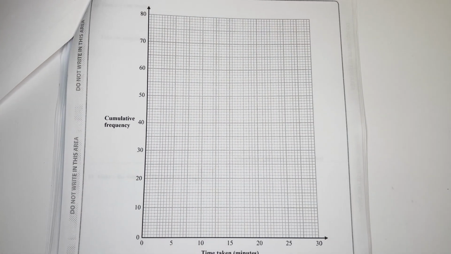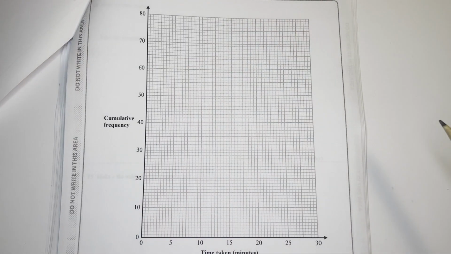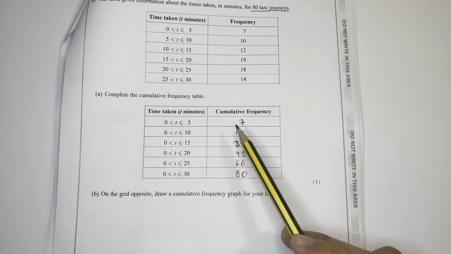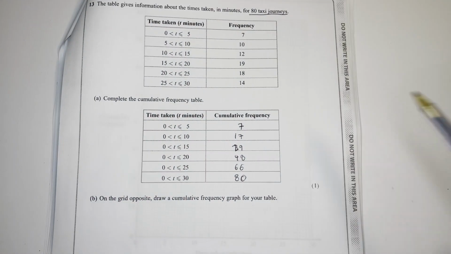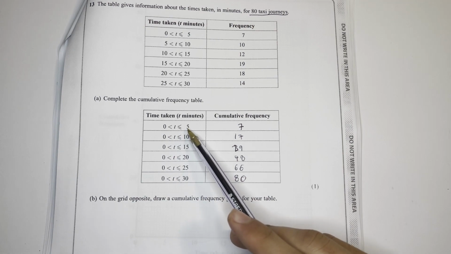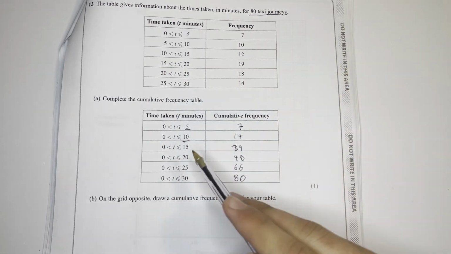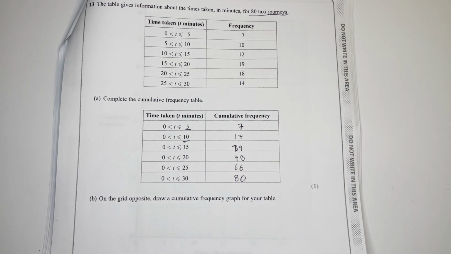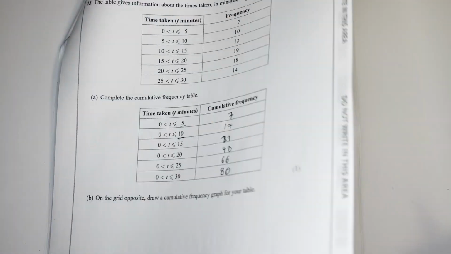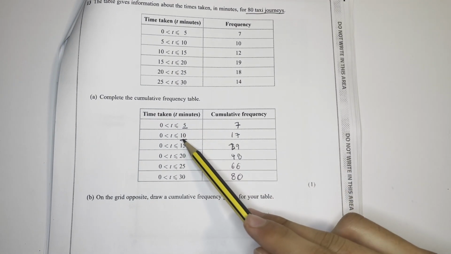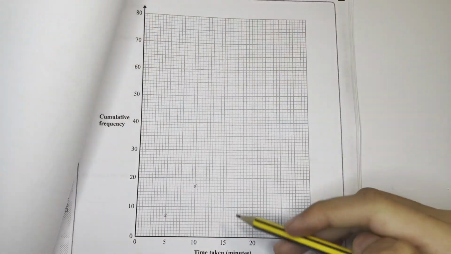Part B asks us to draw a cumulative frequency graph on the grid opposite. So to do this, we plot all of our points for time taken and cumulative frequency before using our graph to answer some questions about median and interquartile range. Cumulative frequency, although written in group frequency form, is always plotted from the upper bound or the upper limit of the group. So at time taken 5, our cumulative frequency would be equal to 7, as written here. Next, for 10, it would be equal to 17, and you would continue plotting these points onto this whole curve.